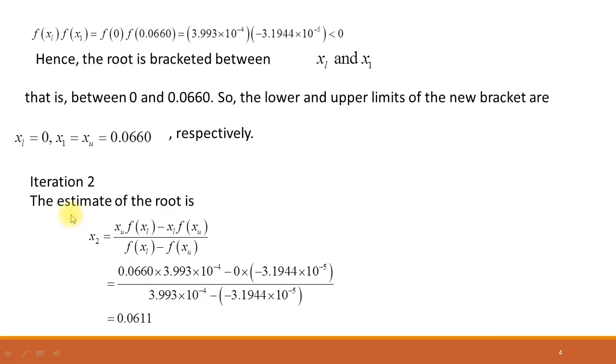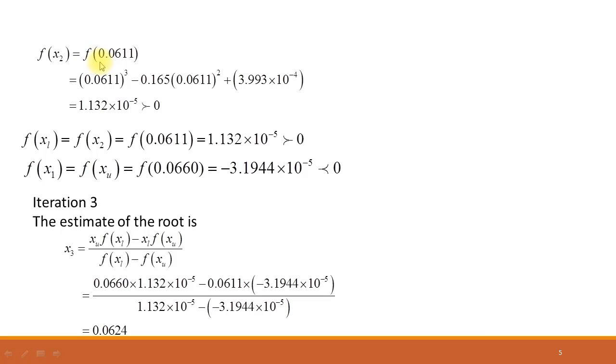we obtain the next root as 0.0611. Now for the third iteration, to find x3, again locate which two roots x3 will be between. You see here this is the value of x2, so putting this value of x2 in the given equation, we obtain f of 0.0611 is equal to 0.0611 whole cube minus 0.165 multiplied by 0.0611 whole square plus 3.993 multiplied by 10 raised to power minus 4. You see the sign of the function is positive at x2, and the sign of the function at x1 is negative.